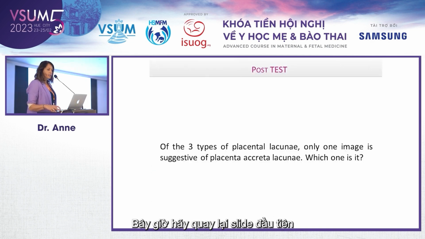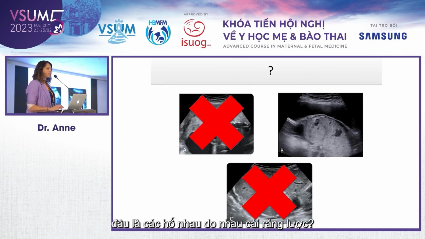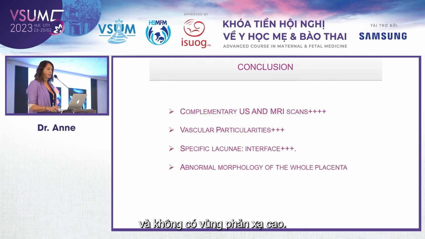So let's talk about the first slides. In your opinion, which are the lacunae due to placenta accreta? The A, the B, or the C? The B. Okay, well done. It was exactly that, and you are strong, so it was the good diagnosis. Here you have this particular and bizarre lacunae near the border with the myometrium and with no hyperechoic borders.